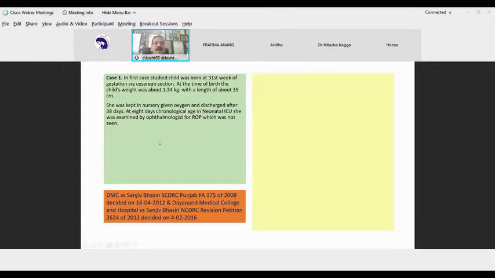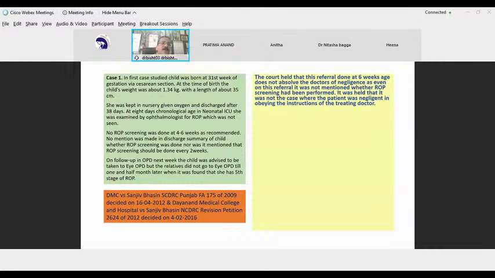On follow-up, the child was advised to be taken to the IOPD, but the relatives did not go to the IOPD till 1.5 months later, when it was found that she had stage 5 ROP. The court held that this referral done at 6 weeks does not absolve the doctors of negligence, as even on this referral, it was not mentioned clearly whether ROP screening had been performed. And it was held that it was not a case where the patient was negligent in obeying, because the patient was not being told. The court felt that the doctor did not inform the complainants about the seriousness. So that seriousness was important.